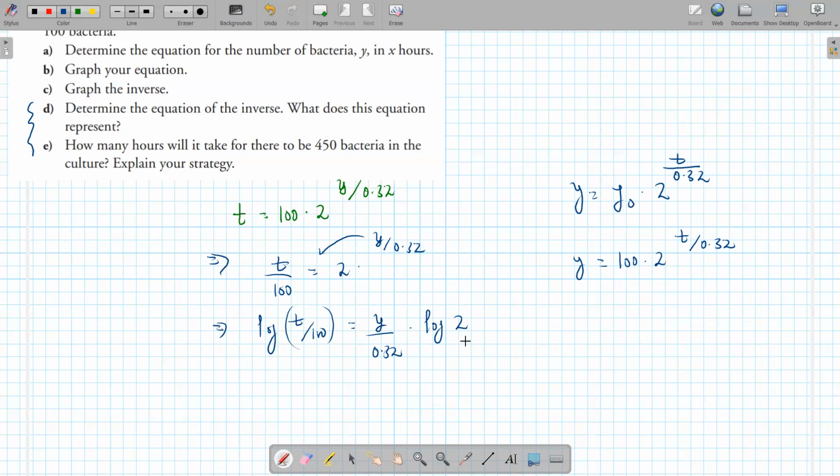What's next? You divide by log of 2. And then you multiply it by 0.32 and you're done. Times 0.32, and this is going to be your y inverse.